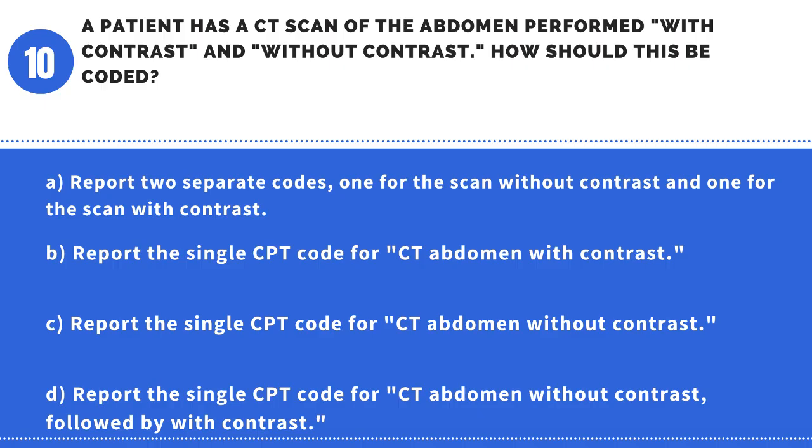Question 10. A patient has a CT scan of the abdomen performed with contrast and without contrast. How should this be coded? A. Report two separate codes, one for the scan without contrast and one for the scan with contrast. B. Report the single CPT code for CT abdomen with contrast. C. Report the single CPT code for CT abdomen without contrast. D. Report the single CPT code for CT abdomen without contrast, followed by with contrast.